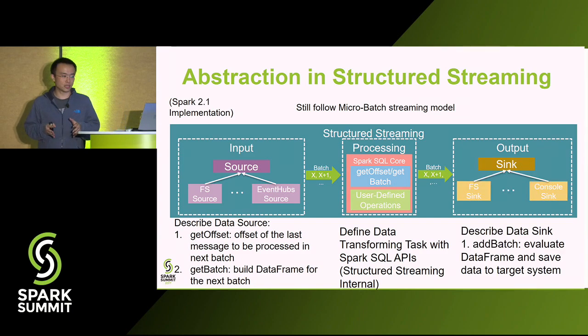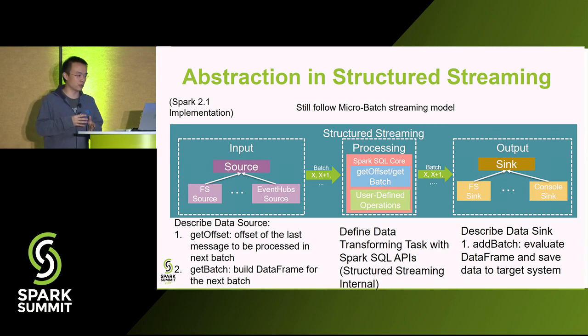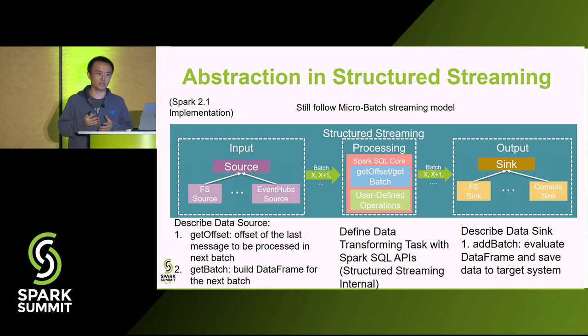Then on the output side, Structured Streaming also provides a trait called Sink. If you want to, for example, save your data in HDFS, you have to implement the Sink with FS Sink, and specifically, you need to implement the addBatch API. By calling this addBatch, the DataFrame defined in the processing stage will be evaluated, and the final data will be saved to the target system.